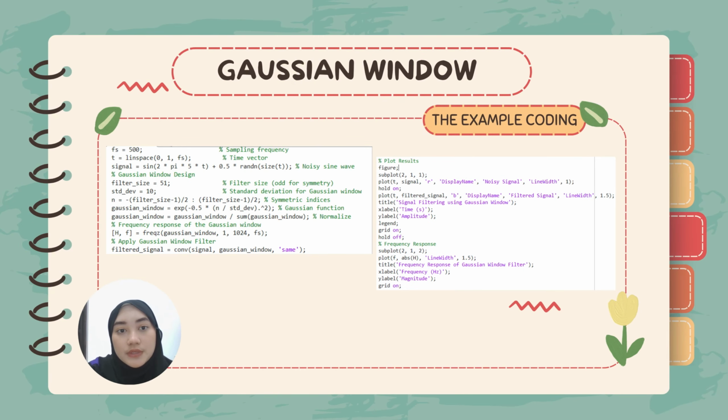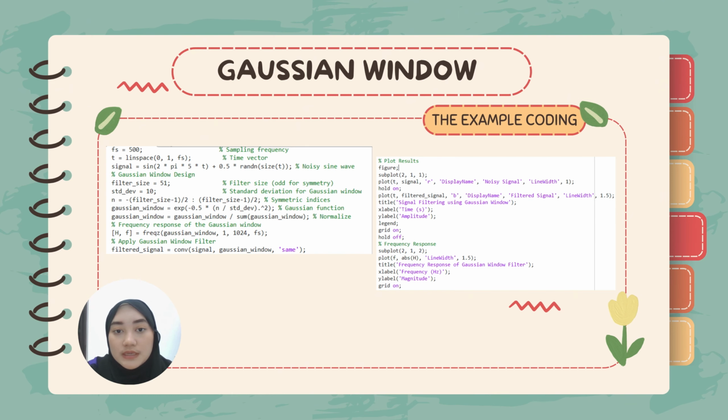For designing Gaussian windows, I made an example coding of Gaussian windows. This code generates and filters a noisy sine wave using a Gaussian window filter and visualizes the result. It begins by defining the signal parameters: we set the sampling frequency of 500 Hz, a time vector spanning 1 second, and a sine wave at 5 Hz mixed with Gaussian noise to simulate a noisy signal. A Gaussian window is then designed with a filter size of 55 and a standard deviation of 10, creating a symmetric vector based on the Gaussian function.